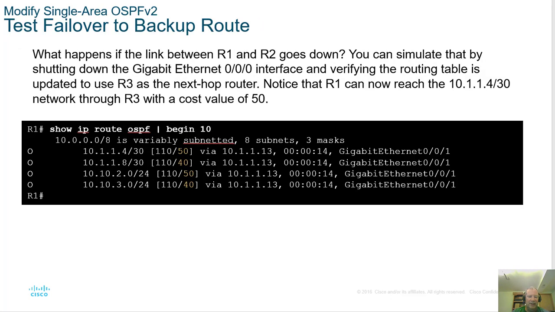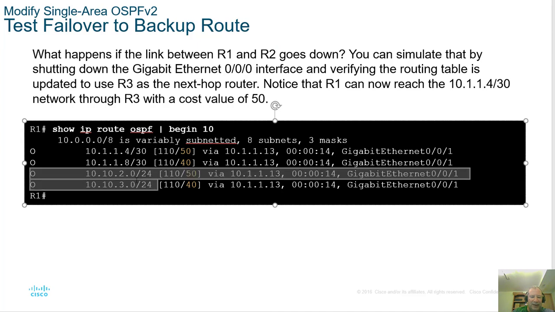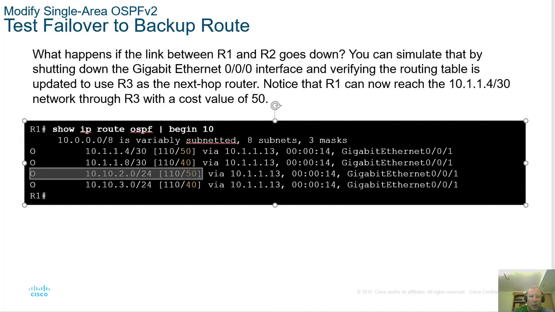Let's move on to the next slide here, and you can see the cost value has now gone up to 50 as it goes through the other path. So this is just testing the failover. They've actually made some interesting changes here. It would be cool if we could have followed this along, and then this particular entry to 10.10.2.0, which we've been talking about, would have a metric value of, say, 21, which is what it would have been if we would have gone through R3.